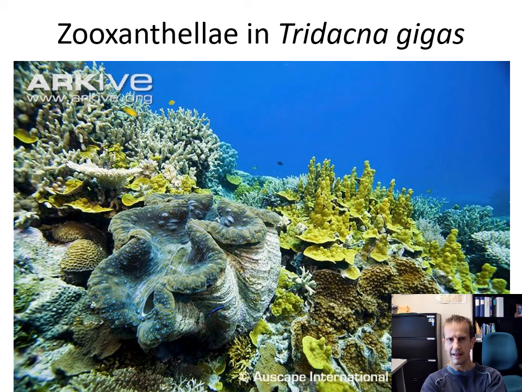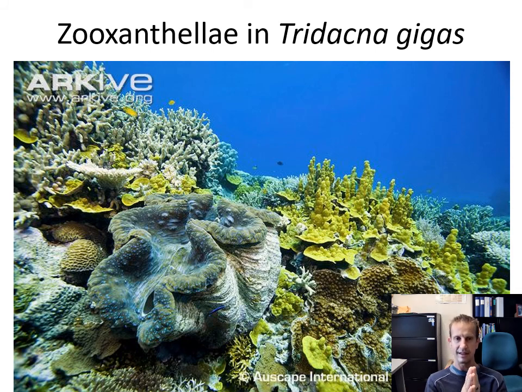Interesting thing about zooxanthellae is that they're found not only in corals, but in some other sessile organisms that live on reefs. Zooxanthellae are found in anemones, and corallomorphs, other Cnidarians, but they're also found in members of some other invertebrate phyla, like this mollusk, the giant clam, Tridacna gigas.